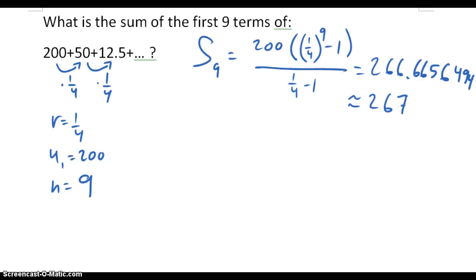Pause it now. Okay, so I plugged everything in here, and I got this ugly decimal from my calculator. I'm going to round that up to 267, because that's 3 significant figures. If you round differently depending on your teacher, that is fine as well.